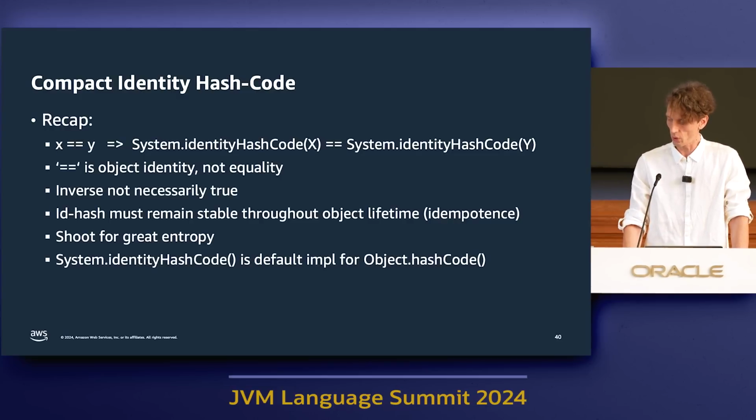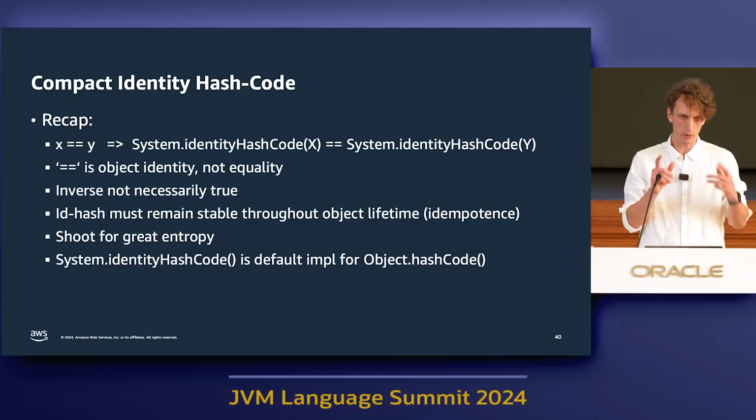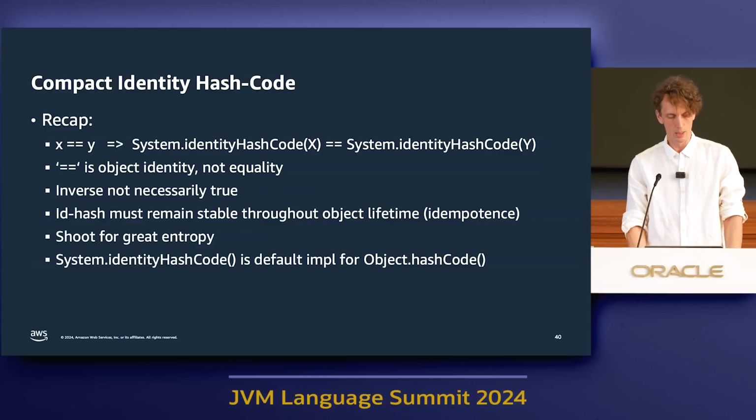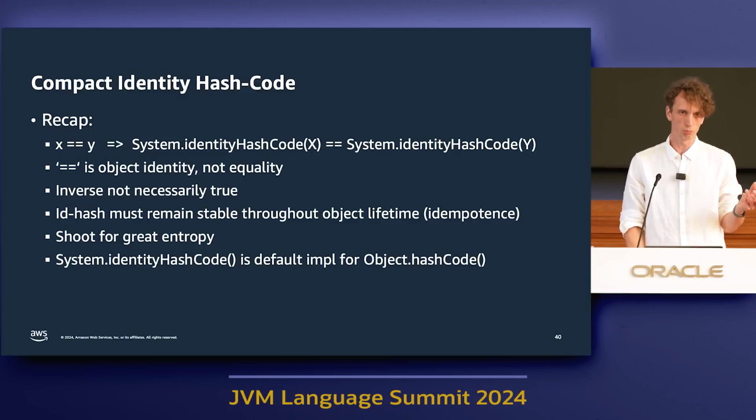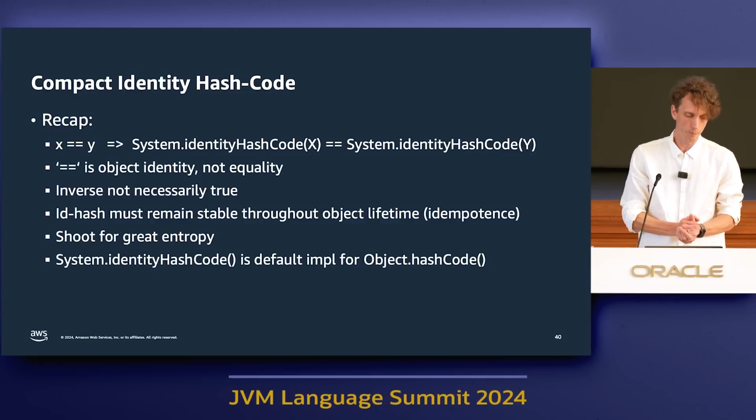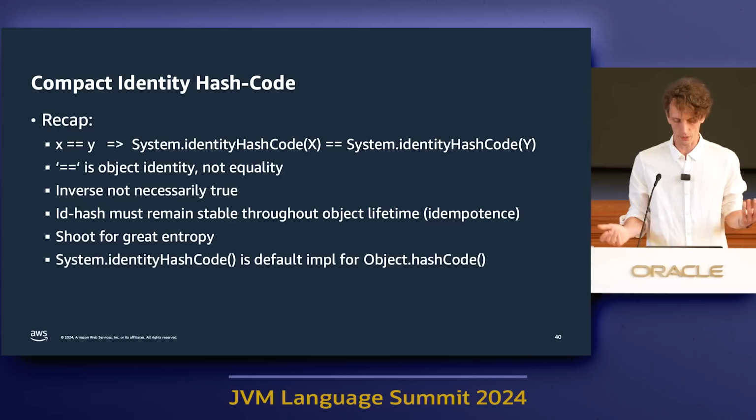This is very similar to the contract that you have in Object.hashCode and Object.equals, except that equals is now the true identity of objects. The inverse is not necessarily true. So you could just return something like 42 for identity hash code and it would still be correct. It wouldn't be a very good hash code, because what we want from a hash code is great entropy, and 42 is not that great. This also implies that the identity hash code must remain stable throughout the object lifetime. It must never change.